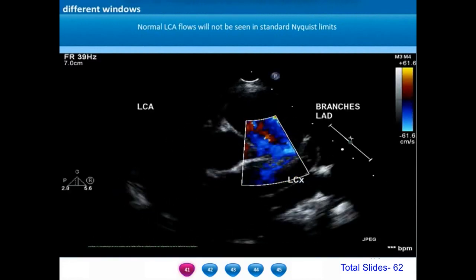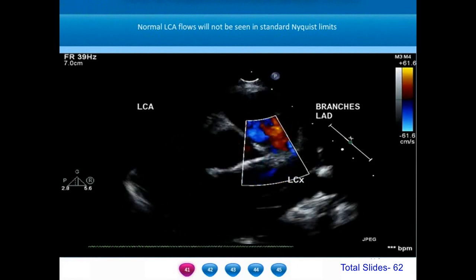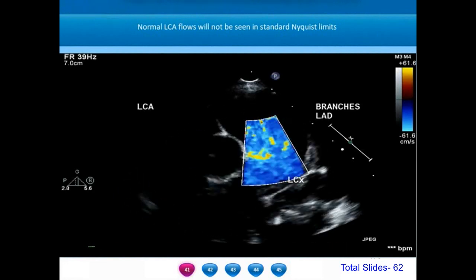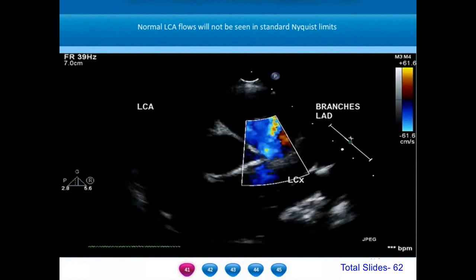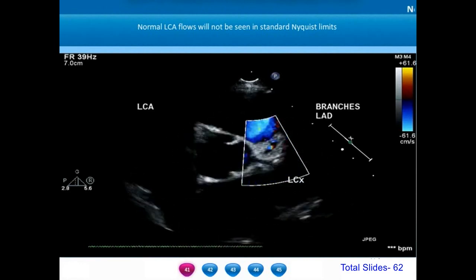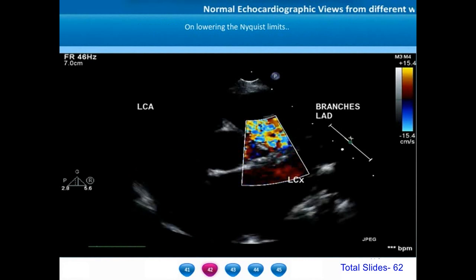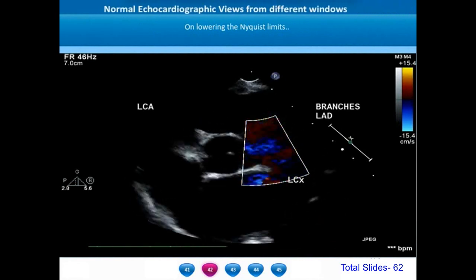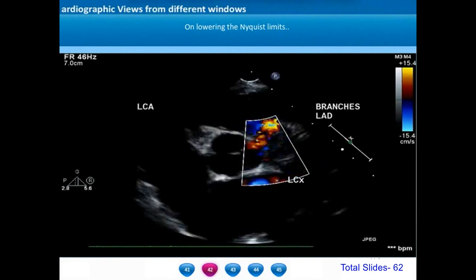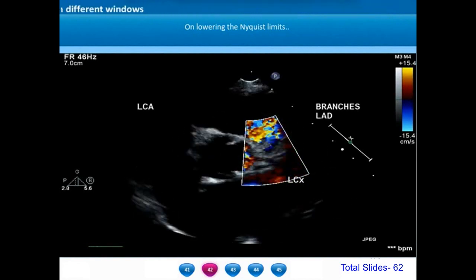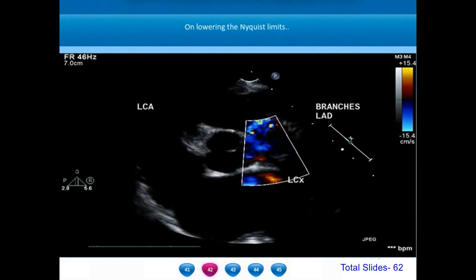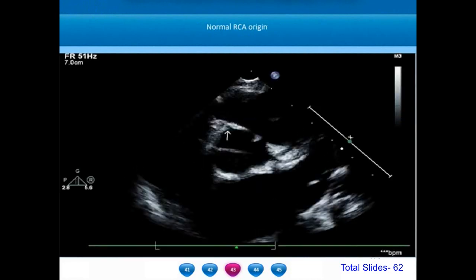If we do a color Doppler interrogation of the coronary arteries with the usual Nyquist limits, we will not be able to appreciate any color flows into the coronary arteries. However, when we reduce the Nyquist limits to very low levels, we will be able to appreciate the color flows in the left coronary artery and left anterior descending coronary artery. From the anterior wall of the aorta, we can appreciate the right coronary artery taking off from the right aortic sinus.